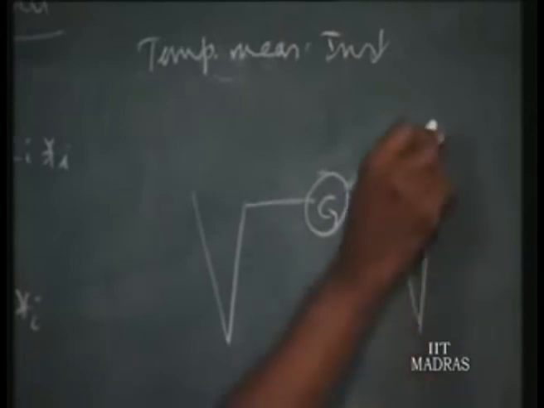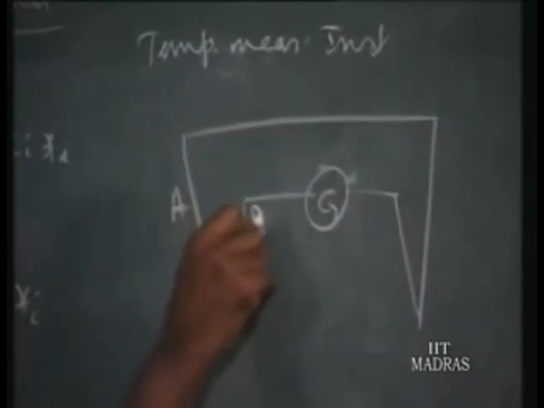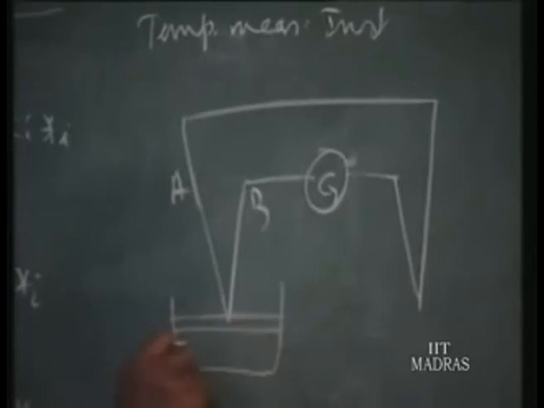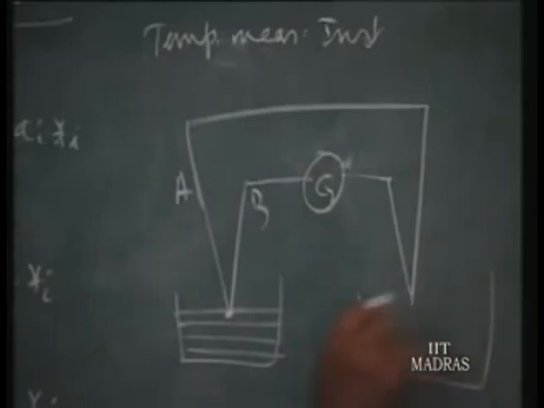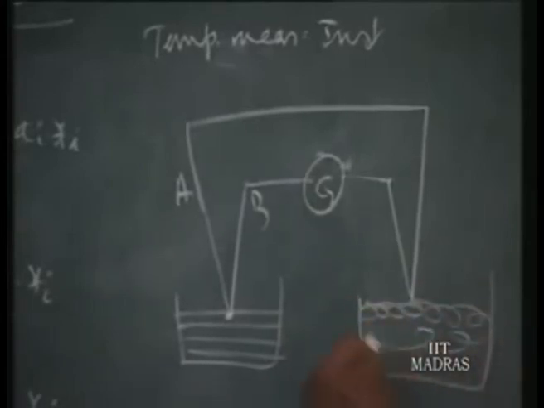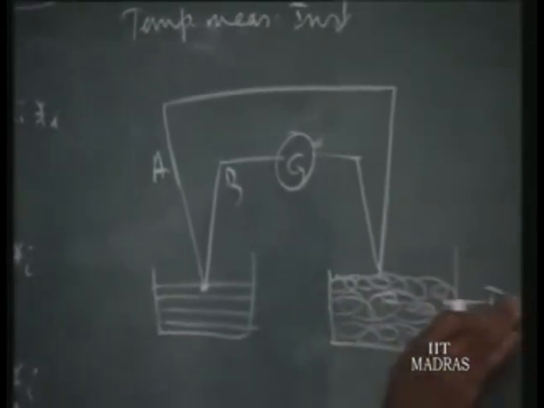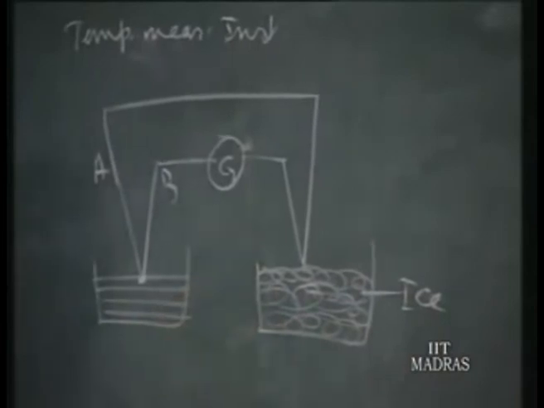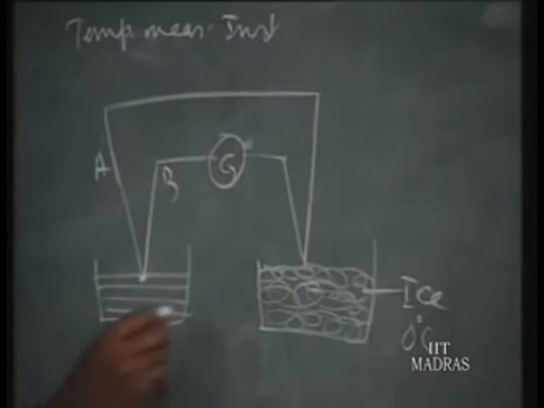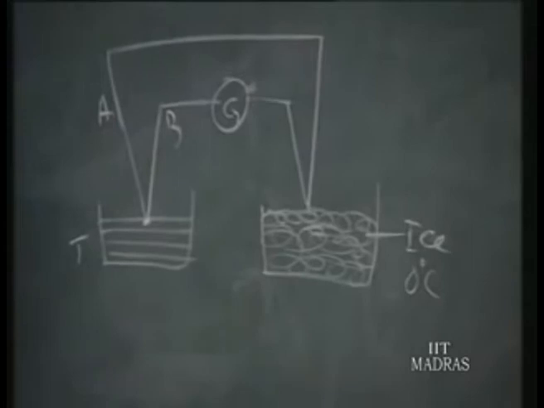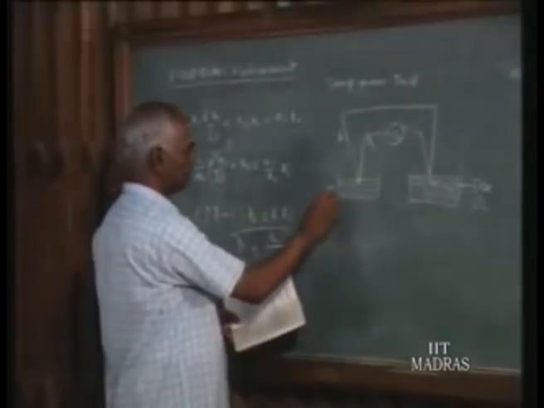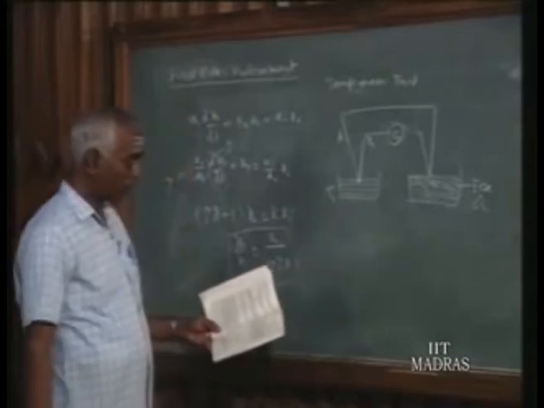galvanometer. So thermocouple A, thermocouple B, and it is put into a bath. This is the thermocouple junction. The other one may be in ice, an ice cube, at 0 degree centigrade, and this is at a certain temperature T. So temperature T1 is the temperature of the bath.